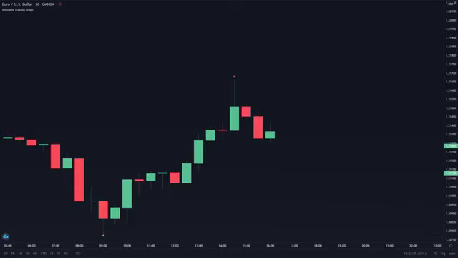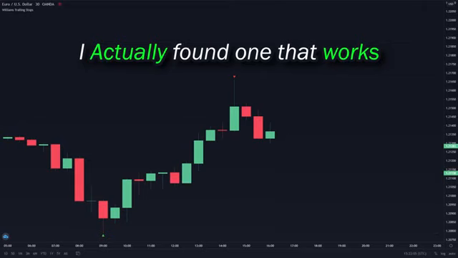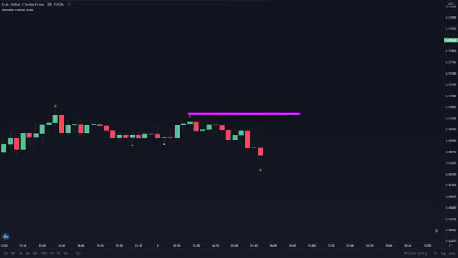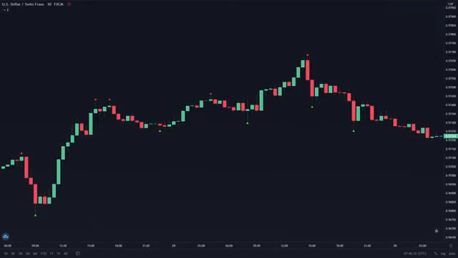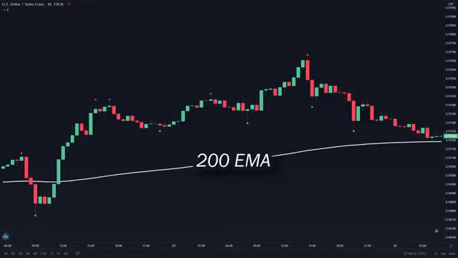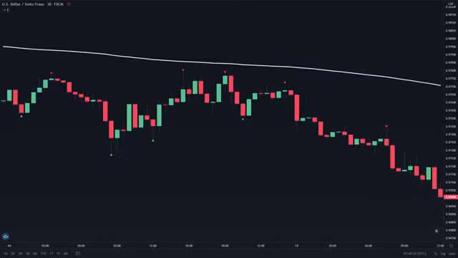However, after testing multiple types of fractal strategies, I actually found one that works. And that is by using it as a breakout strategy. So this is how the strategy works. First of all, I'm going to be using the 200 EMA to identify the long-term trend. So if the price is above the 200 EMA, you only take signals from the top fractal. And if the price is below the 200 EMA, you only take signals from the bottom fractal.